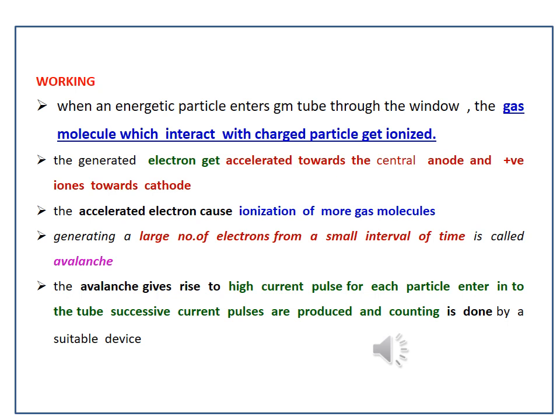generating a large number of electrons in a small interval of time, which is called an avalanche. The avalanche gives rise to a high current pulse for each particle that enters the tube. Successive current pulses are produced and counting is done by a suitable device.